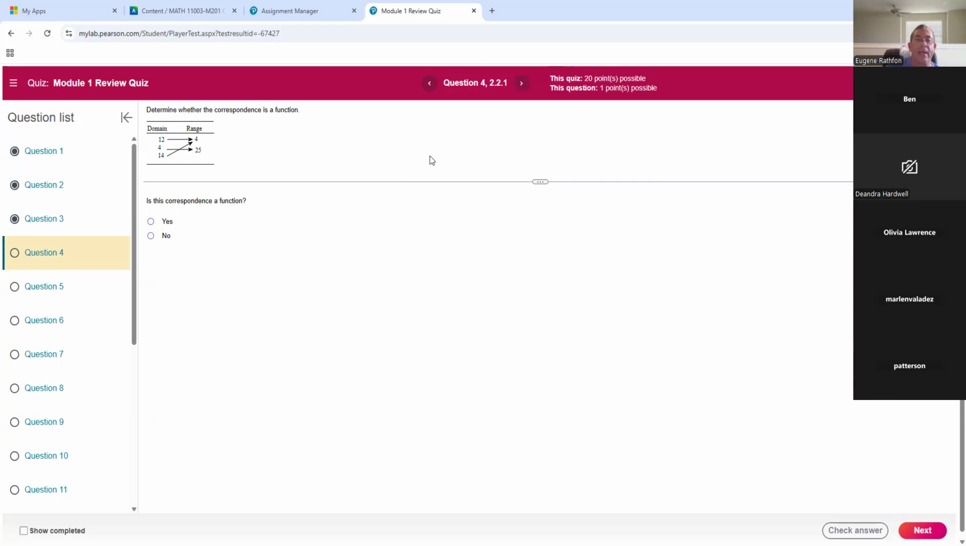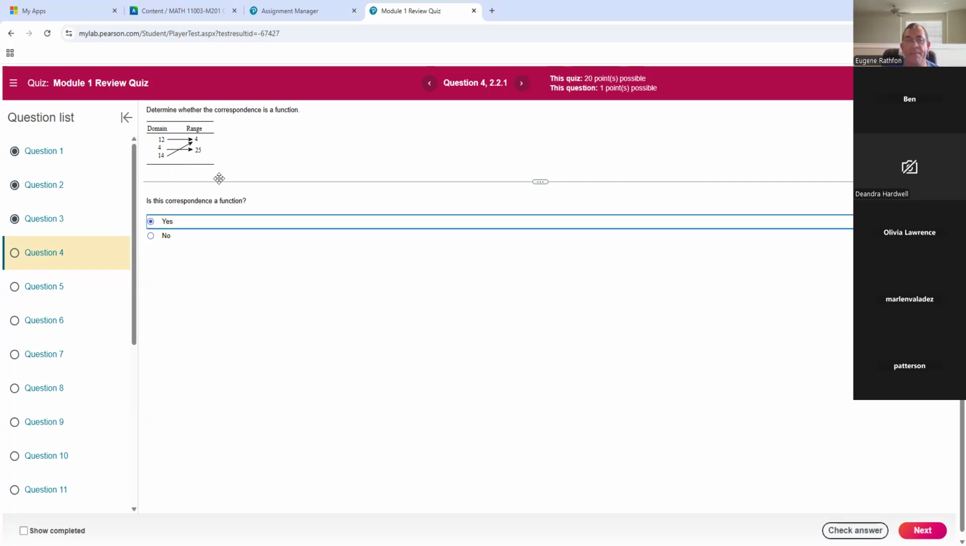Hey, y'all, so I'm going to pull up my chat on this one. So the question, is this a function? Now remember, if it's a function, every one of the domain values can only point to one range value. So y'all look at that. 12 only points to 4. 4 only points to 25. 14 only points to 4. So Jayla, that's perfect. That is definitely a function.